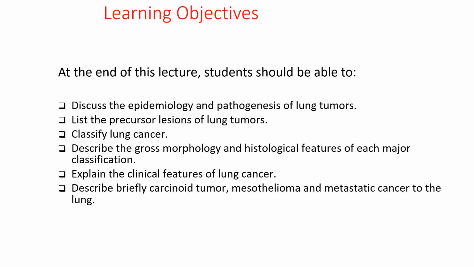Today we are going to look at neoplasms of the respiratory system. At the end of this lecture, students should be able to discuss the epidemiology and pathogenesis of lung tumors, list the precursor lesions of lung tumors, classify lung cancer, describe the gross morphology and histological features of each major classification, explain the clinical features of lung cancer, and describe briefly carcinoid tumor, mesothelioma, and metastatic cancer to the lung.